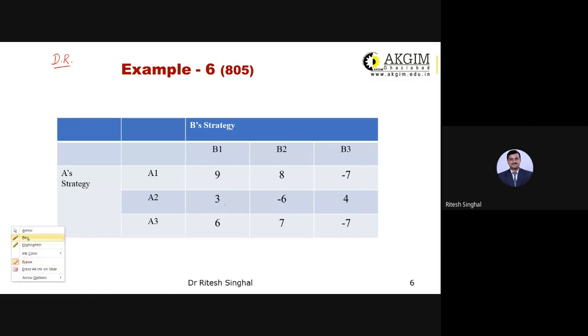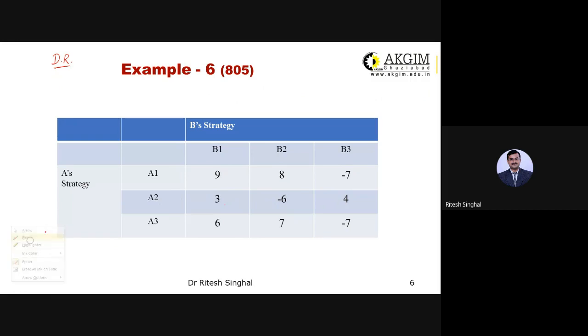So let's compare row 2 and row 3. 3 is less than 6, good. -6 is less than 7, very good. But 4 is greater than -7. So here, row second and row third could not be compared with each other. So we need to try another combination. We'll remove all these things here and try another combination.